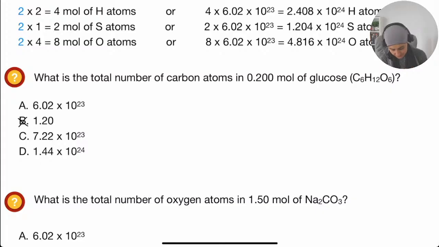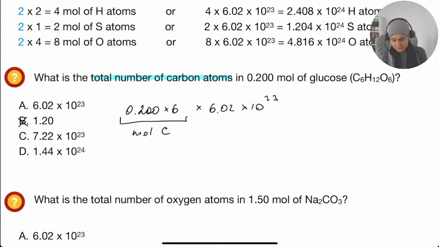Okay, let's see how I do it. So they want the total number of carbon atoms. So in 0.2 moles of glucose, I would have 0.2 times 6 moles of carbon atoms. So this is moles of carbon atoms. And then I multiply it by Avogadro's constant to find the number of atoms. So it's 0.2 times 6 times 6.02 times 10 to the 23rd.